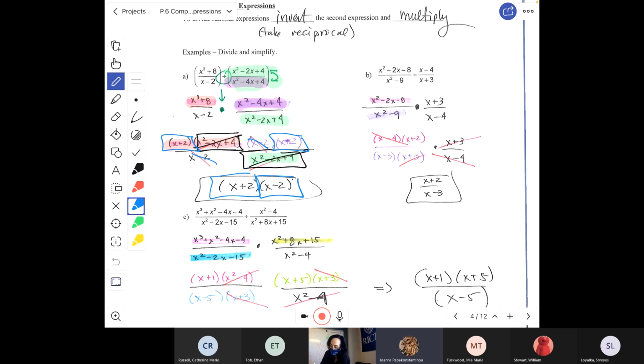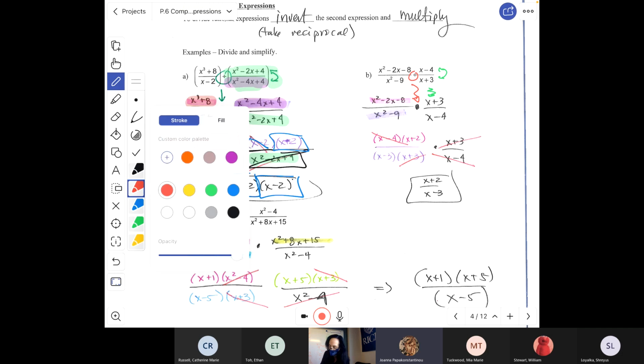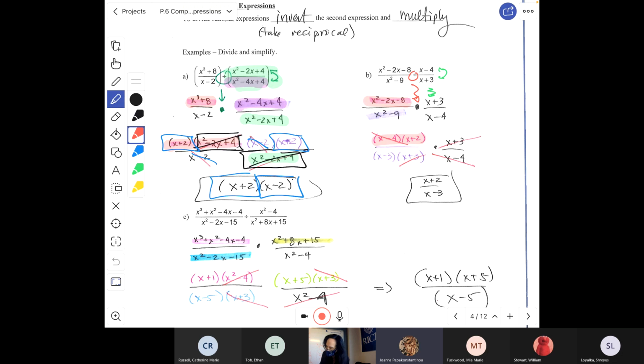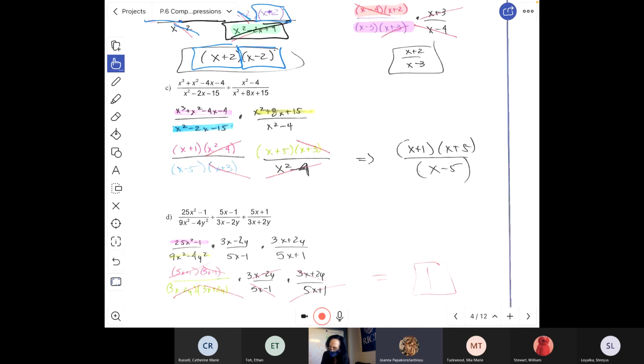In the next one, again, I inverted. So notice that this becomes this. This division becomes multiplication. I factor the numerator as this. I factor the denominator as this, and then I reduce. I simplify. I look for common factors in the numerator and denominator. In the next example, again, I invert the second fraction and turn the division into a multiplication problem.